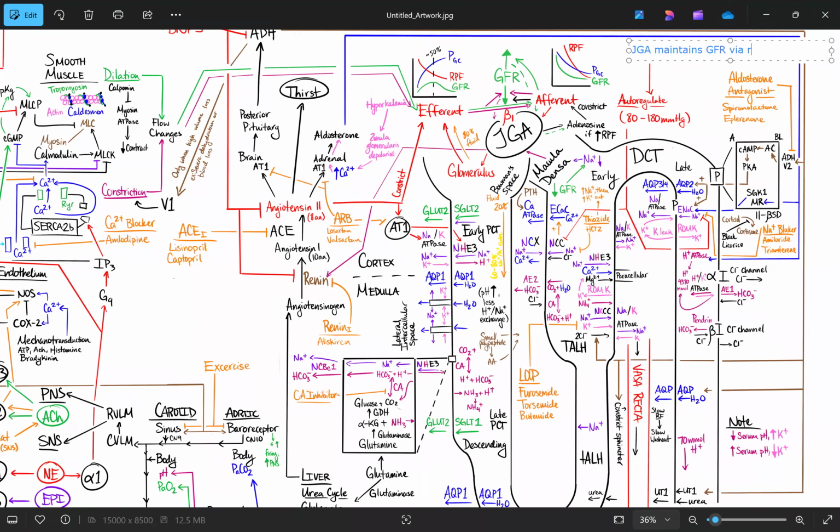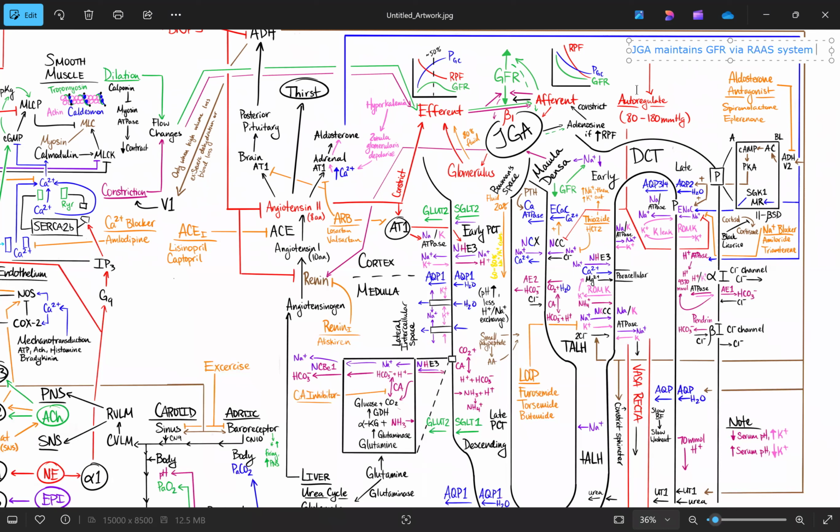So if you have that drop in GFR, it'll actually release renin. And if you see that magenta line going to renin, what does renin do? Renin will help convert angiotensinogen, which is made by your liver, to angiotensin 1. Then you also have ACE in your lungs, which will convert that 1 to angiotensin 2. And it's the 2 that really has those effects.